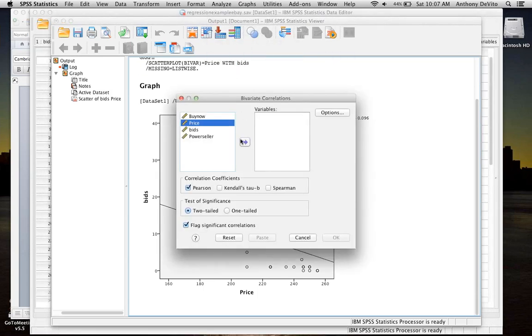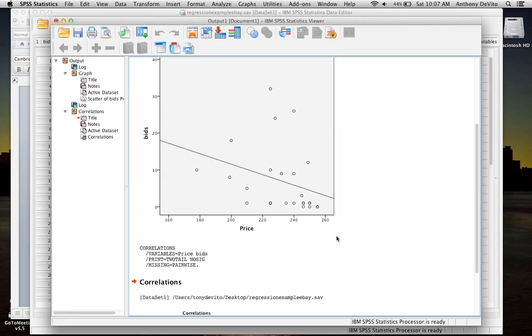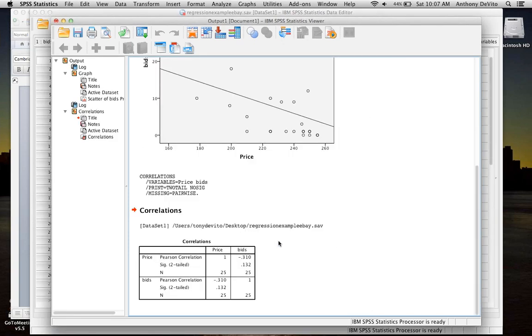Now, correlation doesn't really care which one you put first. So I'm going to put price and bids. Notice that there's no dependent, independent. It's just going to calculate Pearson's chi-square value. You remember that from the differences in means and so on and so forth, and those four columns that we use.